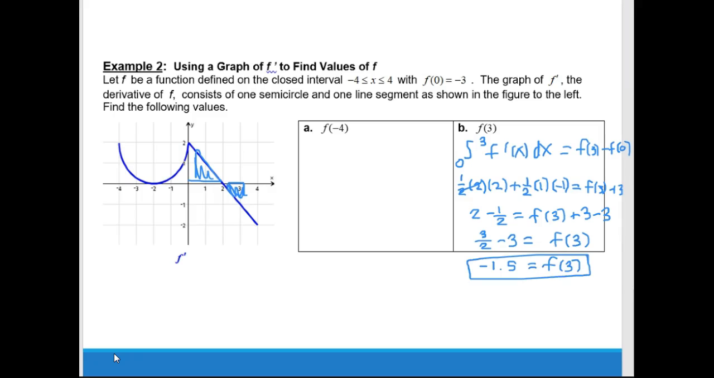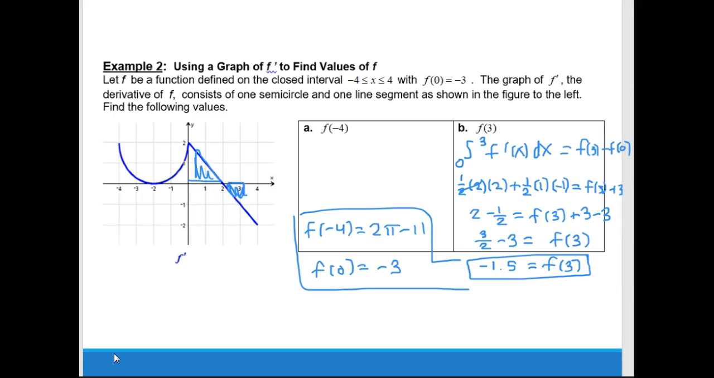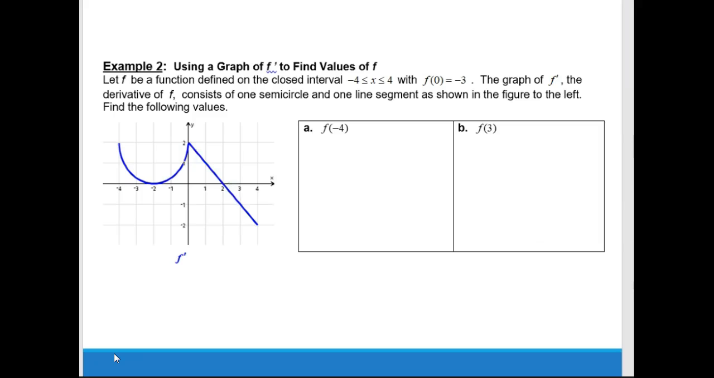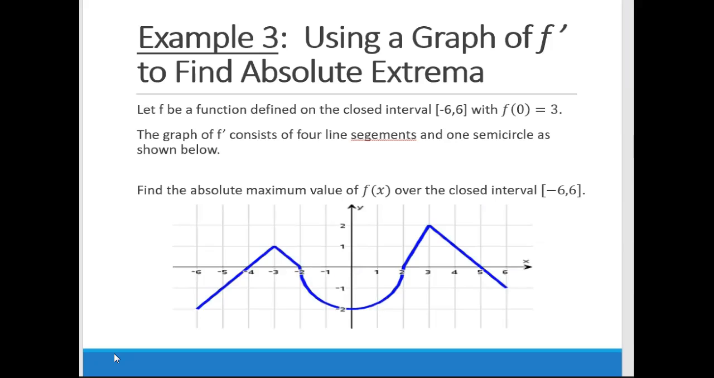So what that means is f of negative 4 is 2 pi minus 11. f of 0 is negative 3, and f of 3 is negative 1.5. So you could get your graph of f by plotting those points. So take a minute, take your 4 minutes, come back around 9:27, stretch out your legs, and then we'll pick up with one more graphical example and the rate in and rate out example.